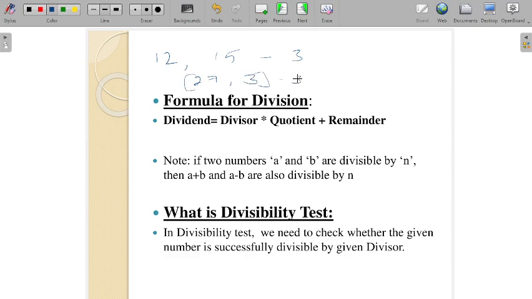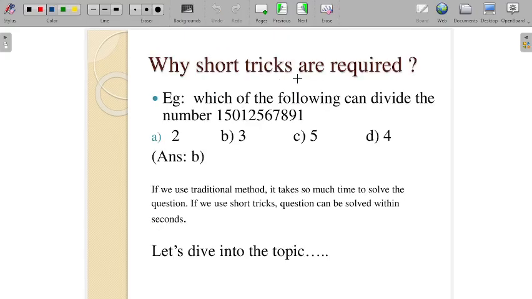Here, what is the divisibility test? Of course this is our topic. Divisibility test means whether a divisor can divide the given number or not. From this formula also, if we divide the dividend by the divisor, then we get the coefficient and the remainder is 0. So we can simply apply this formula. Then why should we learn this short tricks topic? Definitely we should learn it.